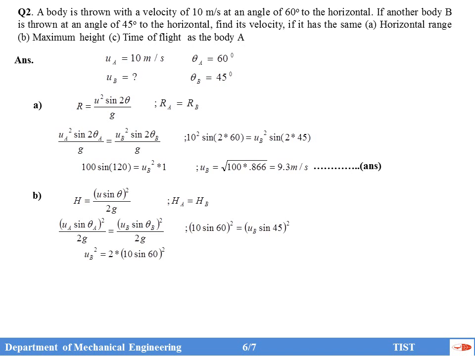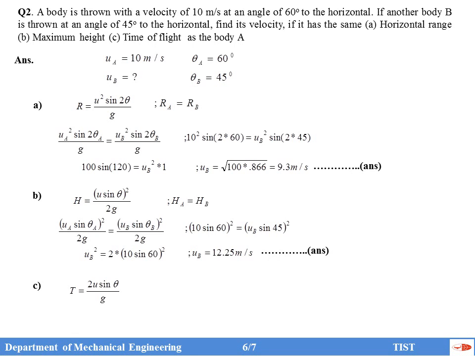So if you solve this equation, you will get sin 45 is 1 by root 2, square is 1 by 2, then take to the other side, 2 into 10 sin 60 the whole square. Now you will get UB as 12.25 meter per second. Okay, it's very straightforward. Now part C.